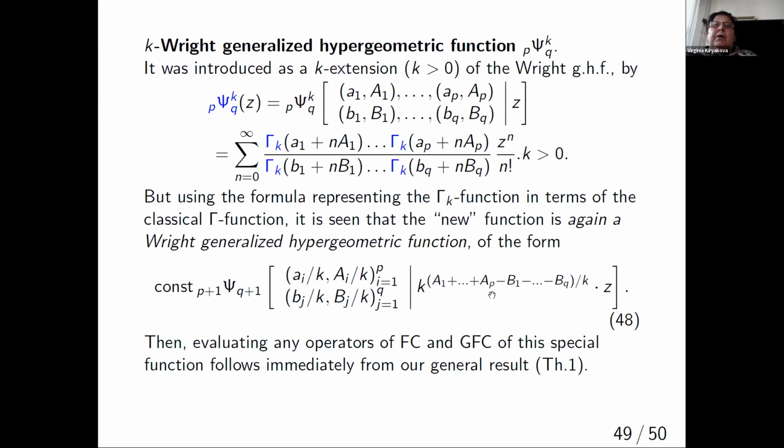And here more and more so-called extensions, which are nothing but again the classical special functions and the Wright generalized hypergeometric functions as seen in 48. So nothing new.